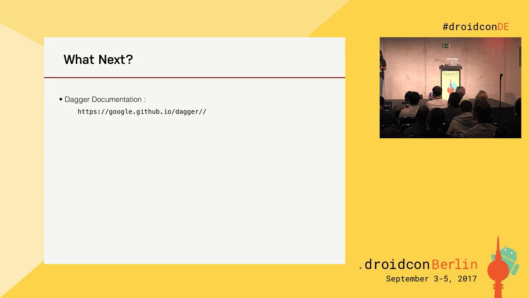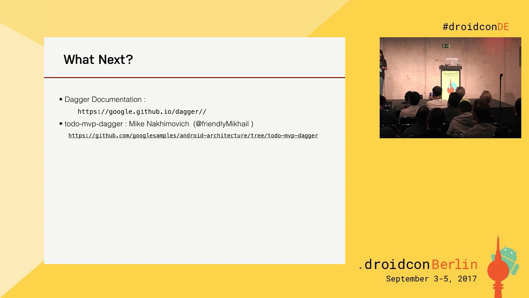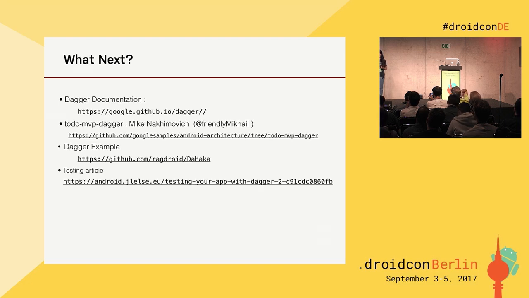So what is next? Read the Dagger documentation. Check out the migration branch to do MVP Dagger from Mike. Look at the Dagger example on my GitHub. You can also look at the testing articles to go ahead and befriend the beast and be able to test more. And you can also look out for the Dagger and the Dahaka series that I've been writing on Medium. I'll be posting more posts on this.